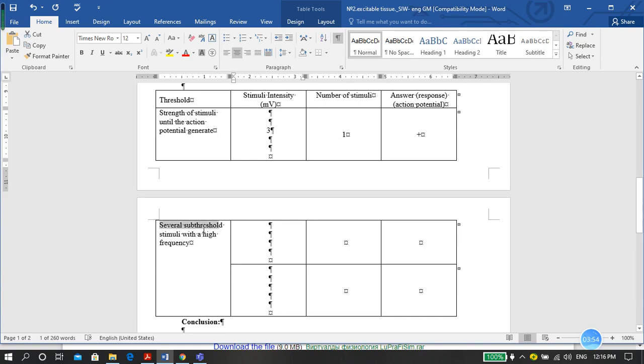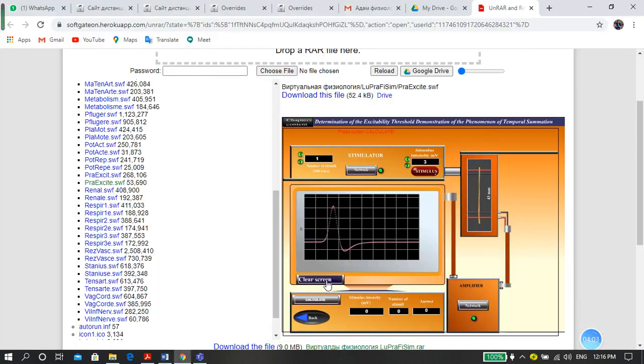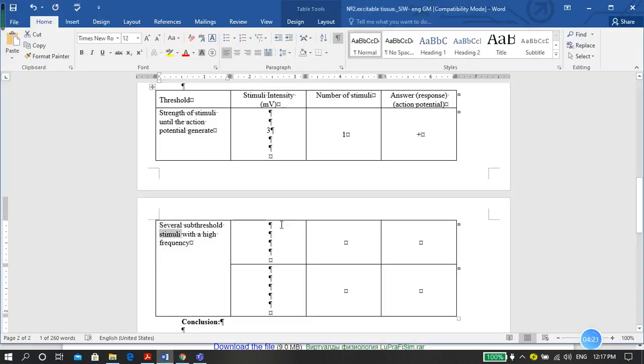Then we used several subthreshold stimuli with high frequency. Let's do it again. Here I clear the screen, and I use 2.9 stimuli, no answer, and I increase the frequency to 2, no, increase to 3, until I increased it to 4, and I get an action potential. So here I should try 2.9, and the stimuli number is 4, and I get a result. Yeah, I get an action potential.